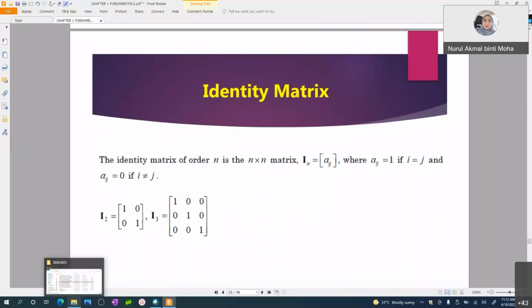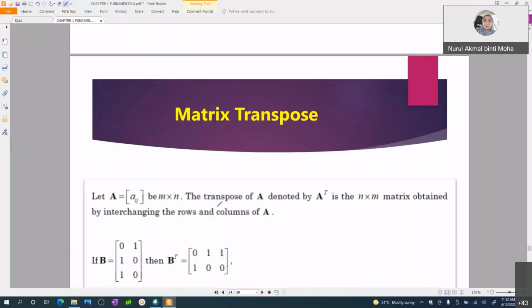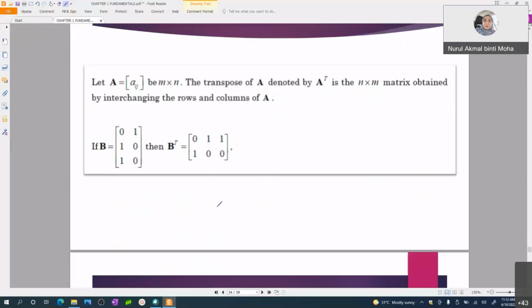Okay, so this is I3, so 1, 1, 1 on the diagonal, and the elements other than the diagonal elements will be 0. Okay, and then for the matrix transpose, if B is 0, 1, 1, 0, 1, 0, if you transpose the matrix B, it will be 0, 1, 0, 1, 1, 0, 1, 0. You interchange the row and column.